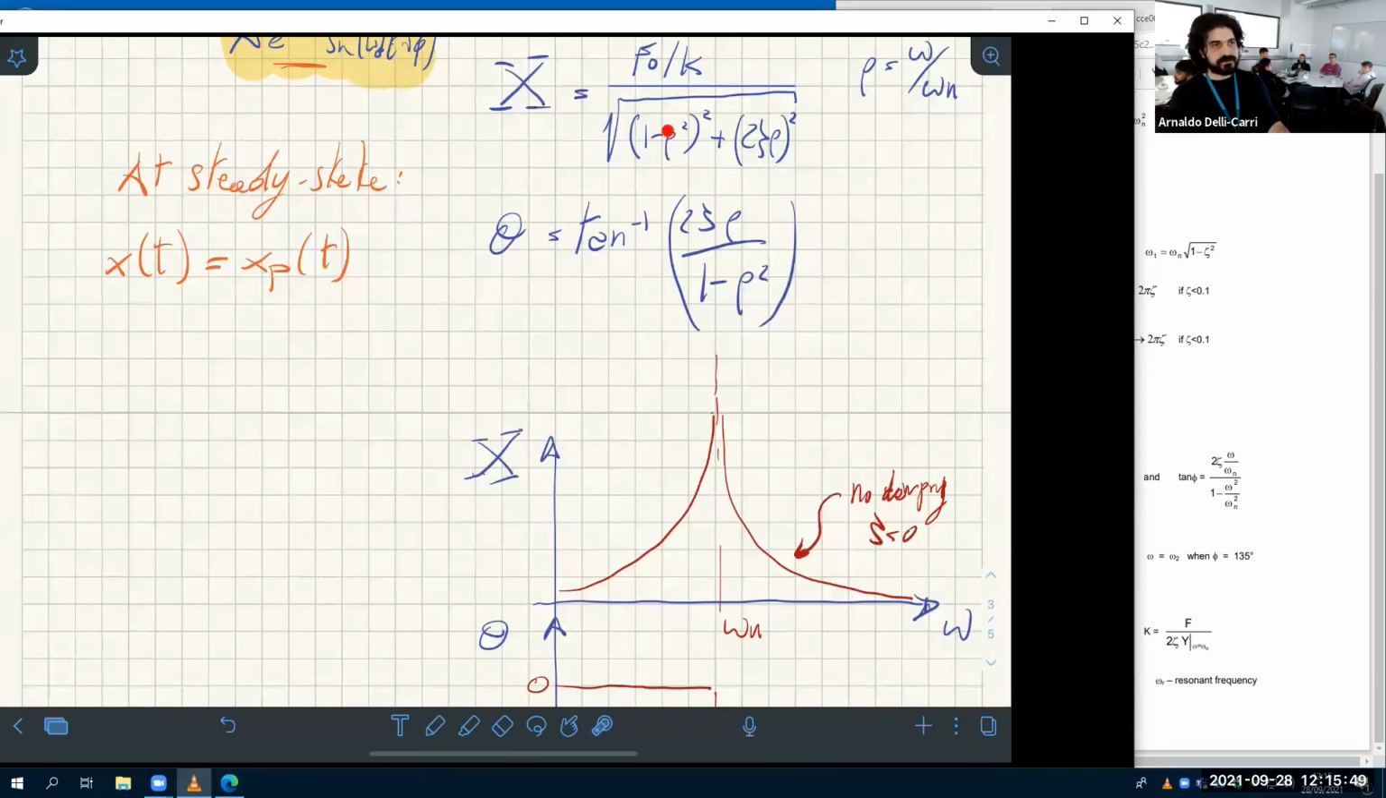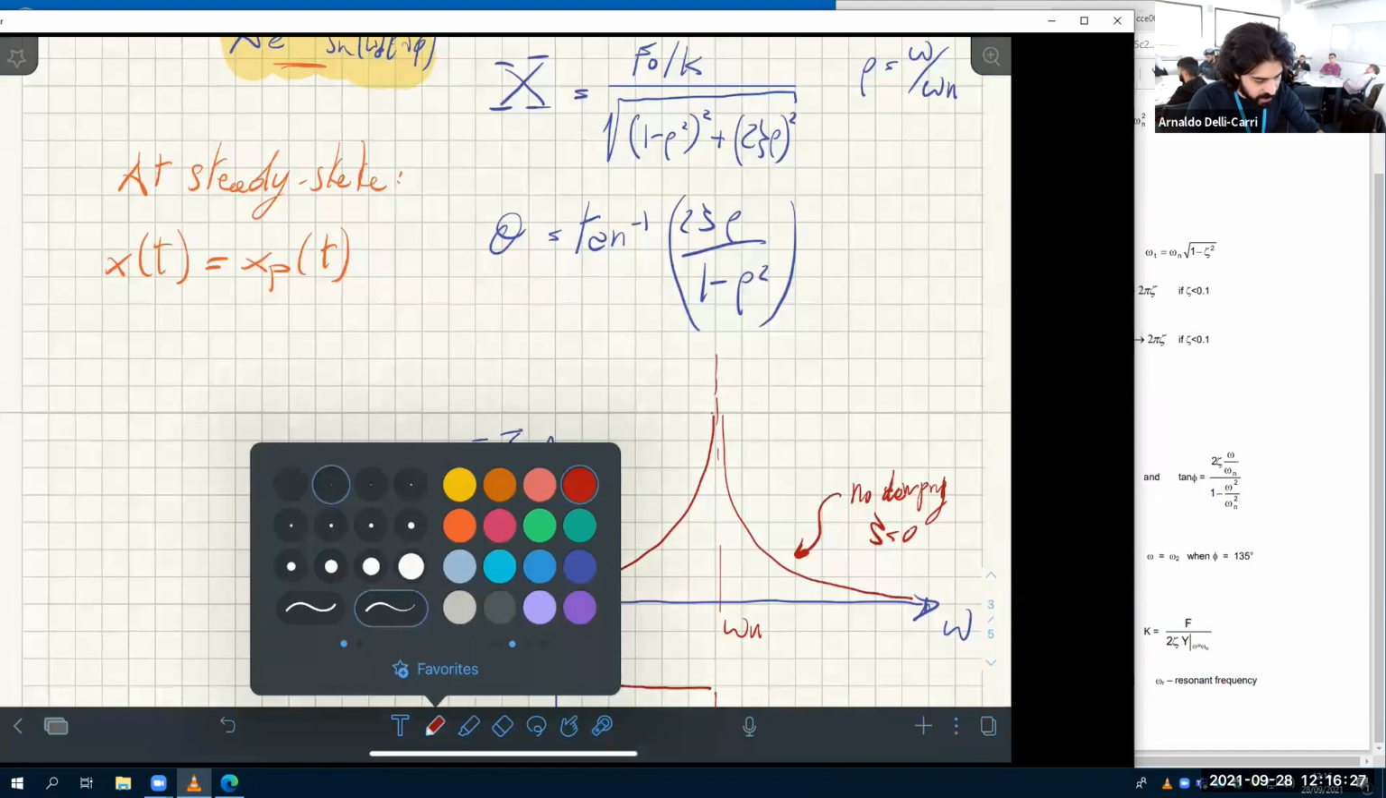1 minus 1, because if omega is equal to omega n, rho is 1. 1 minus 1, this is 0. Square root of 0 is 0. This over 0 tends to infinity. So if you don't have damping and you excite a system at its natural frequency, a tiny force produces infinite amplitude. And that is bad. That is very bad.